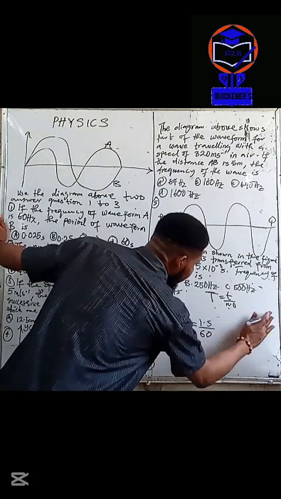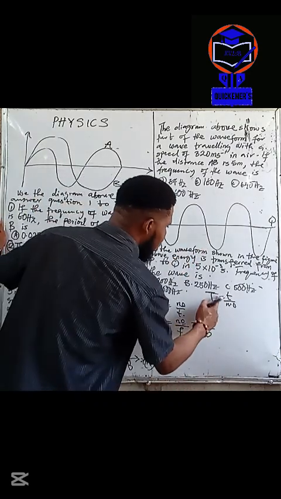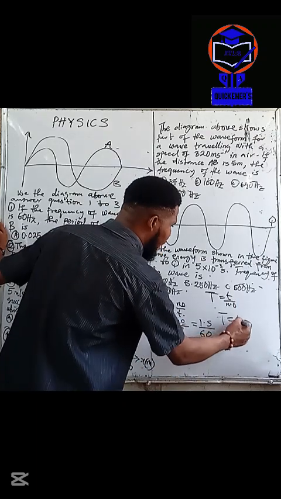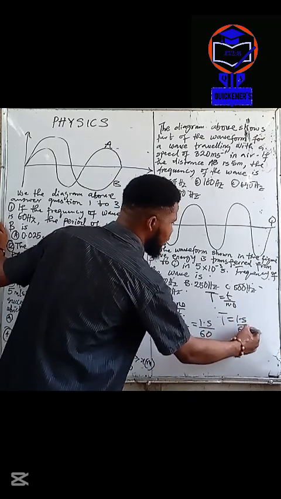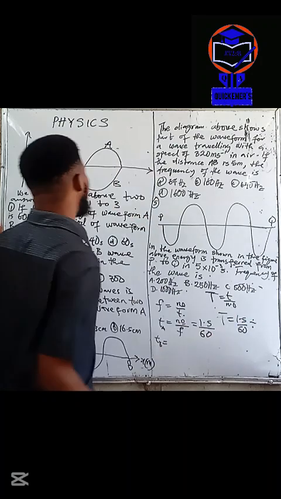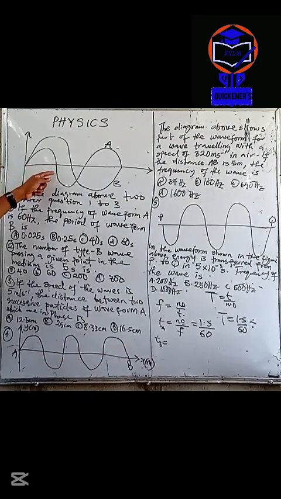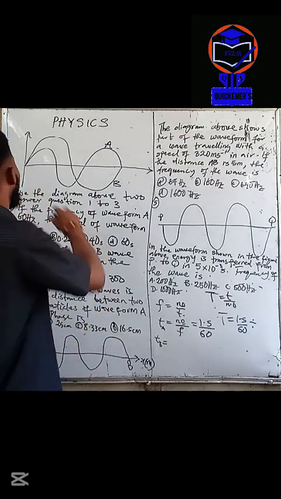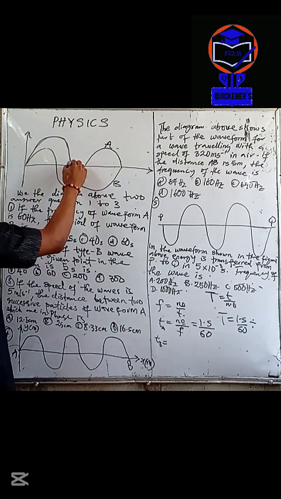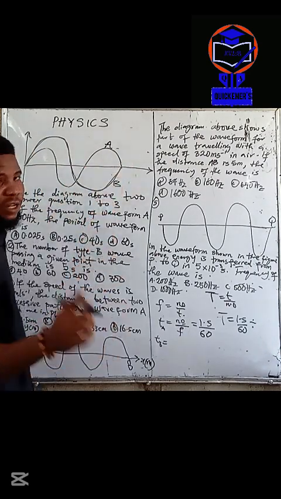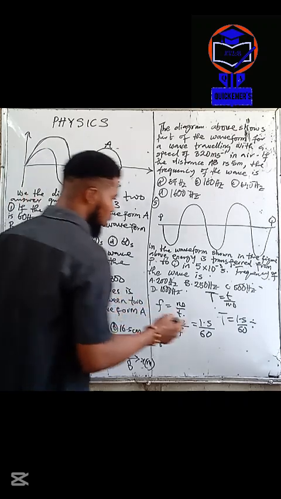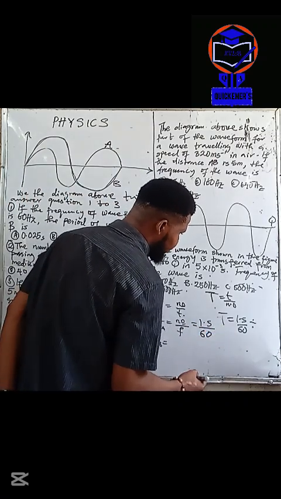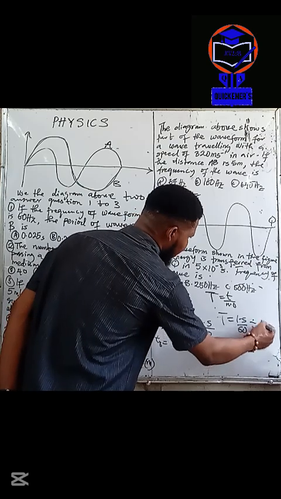Let's go back to this formula. We're looking for period. That will be our time, 1.5 over 60, divided by the number of oscillations. How many oscillations did B make in that time? It's just one oscillation: a half and another half is one oscillation. So you can put 1 here.